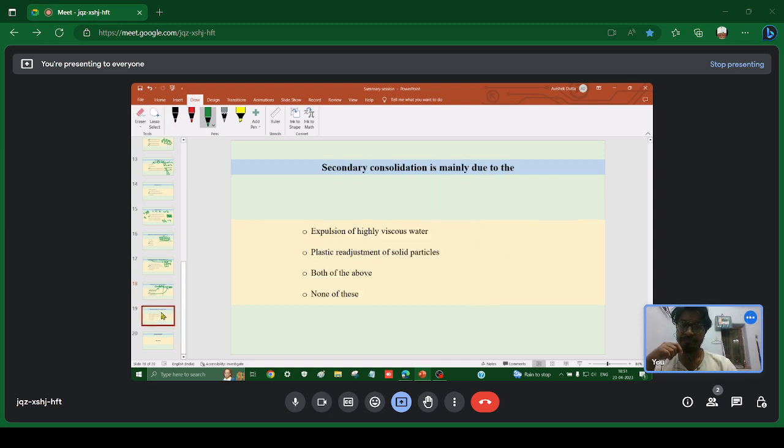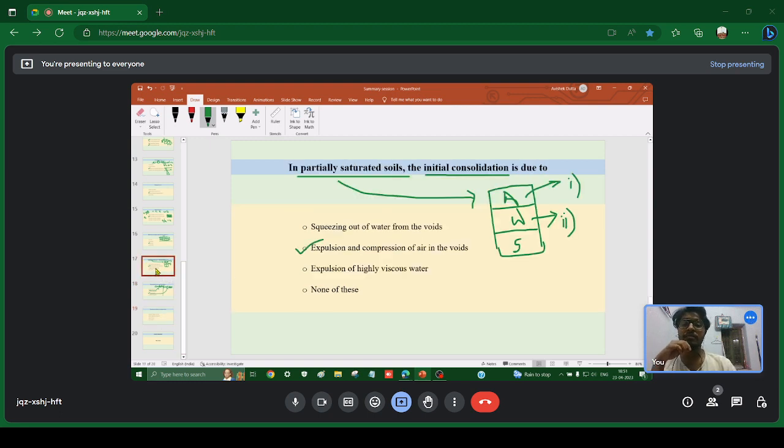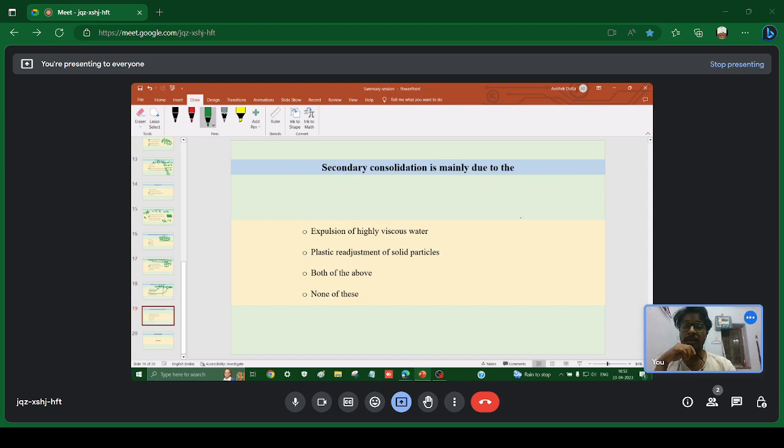Last question. Secondary consolidation is mainly due to the. Now, in the previous question, I have mentioned about the initial consolidation phase, the initial phase of consolidation, and I have mentioned it for partially saturated soils. Generally, in nature, we will not find soil which is either fully dry or fully saturated. We will find soils which are partially saturated, which has air inside them. So yeah, this is the three-phase system.